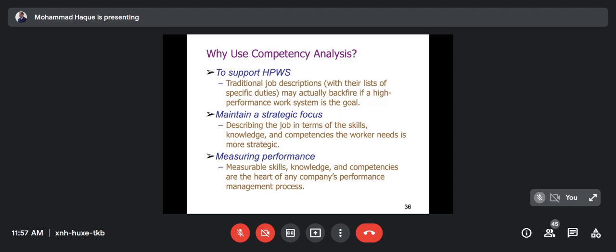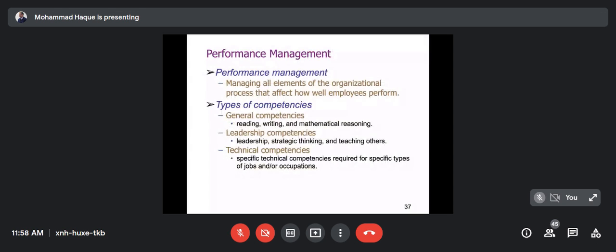Then we find that there are certain areas where competency analysis is necessary. For example, to support high performance work system, it is necessary. To maintain strategic focus, it is necessary. And for the measurement of performance, competency-based analysis is necessary. We also find that for performance management system, it is necessary. That is managing all elements of organizational process that affect how well employees perform.